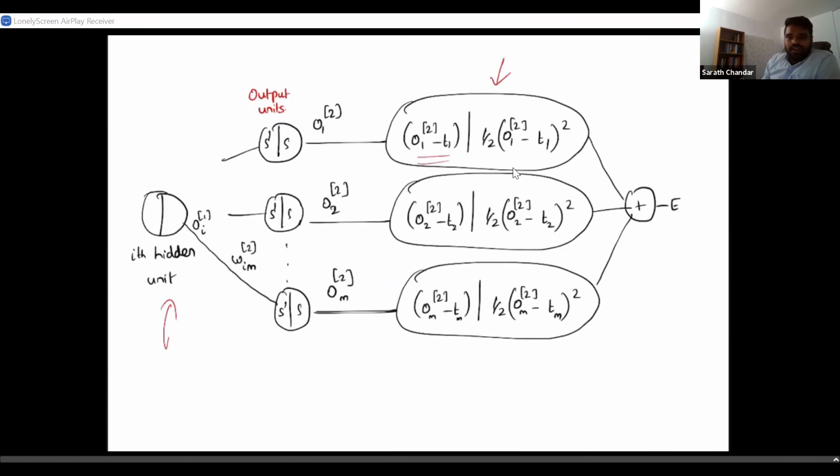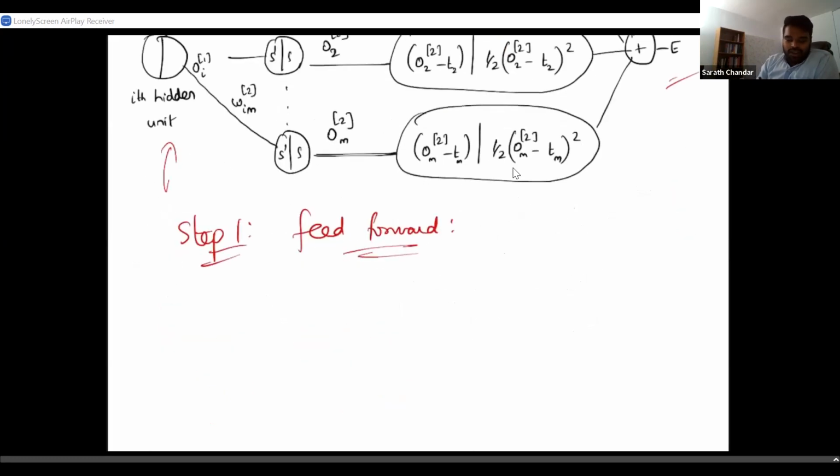Is that clear? Now, when you do feed forward, step 1 is feed forward. When you do feed forward, you give the input, you go through the network from left to right, and you will get the error. Now once you have the error, we are going to start the backprop stage. So the first step in backprop is to compute dou E by dou Wij of 2.